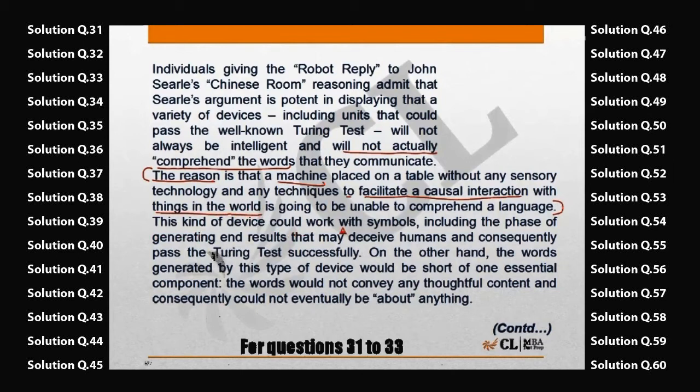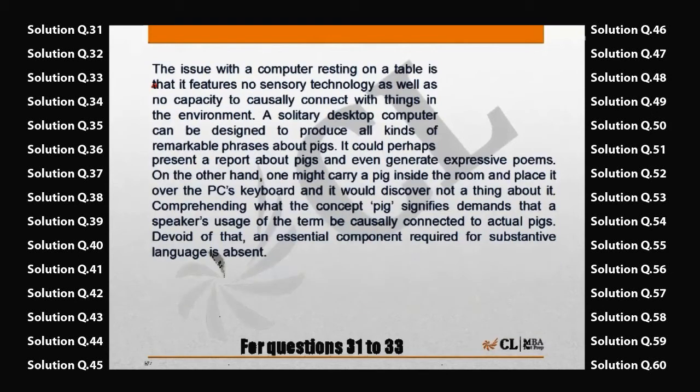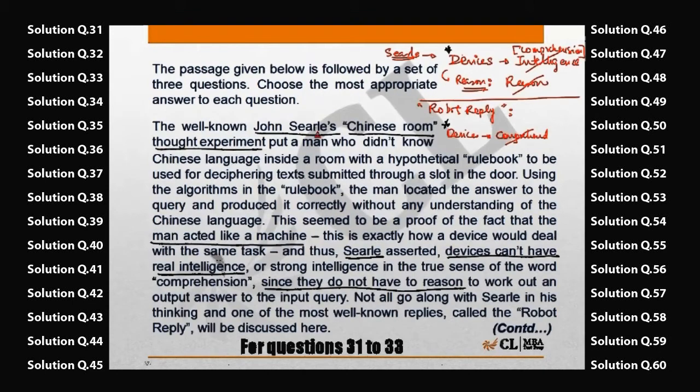This kind of device could work with symbols, including the phase of generating end results that may deceive humans and consequently pass a Turing test successfully. On the other hand, the words generated by this type of device would be short of one essential component. The words would not convey any thoughtful content and consequently could not eventually be about anything. The issue with the computer resting on a table is that it features no sensory technology as well as no capacity to causally connect with the things in the environment. So that's a restatement. So the issue is with respect to the reason.